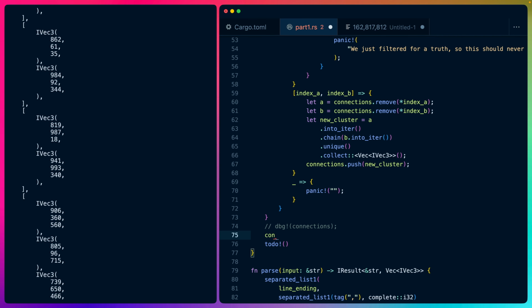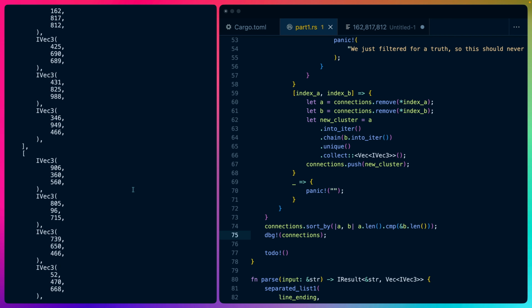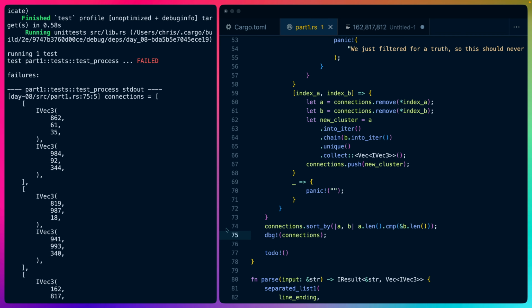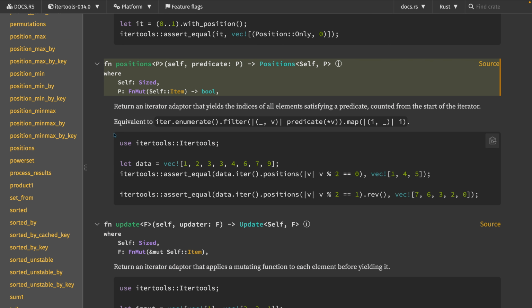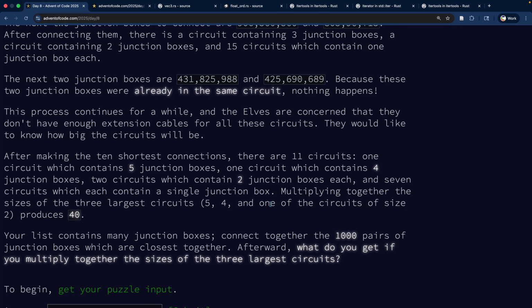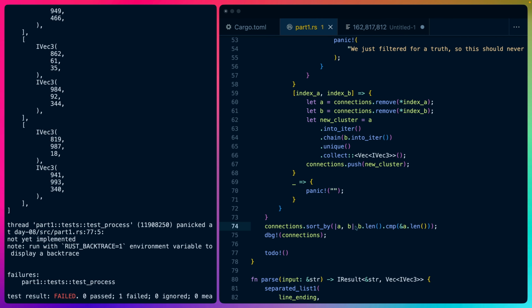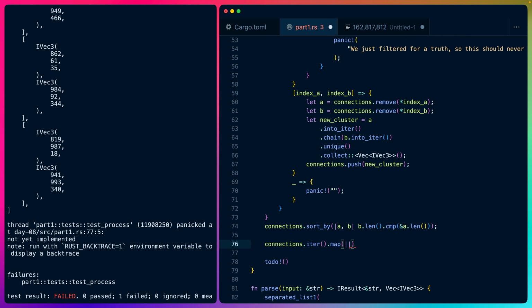So this is connections dot sort by a dot length, b dot length. And in this case, that is going to be reversed, so we actually want b, a. So we have 5, 4, 2, 2. Is that correct? 5, 4, 2, 2. I feel like there was supposed to be a 3. 5, 4 in one of the circuits that produces 2. So we can do connections dot map to the lengths, take 3.